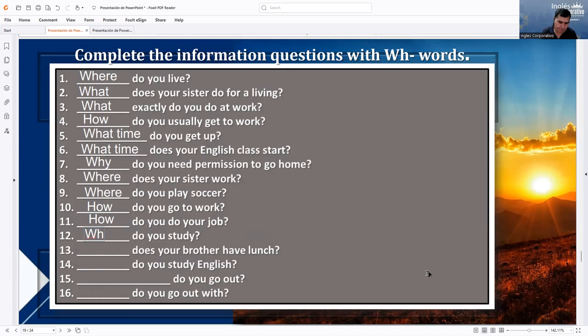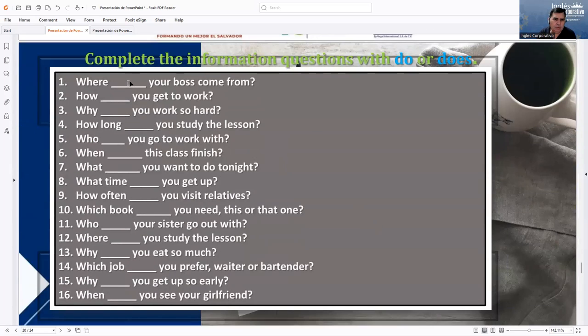Where do you study? Where does your brother have lunch? When do you study English? How often do you go out? Who do you go out with? Where does your boss come from? Where does your boss come from? Where do you, how do you get to work?